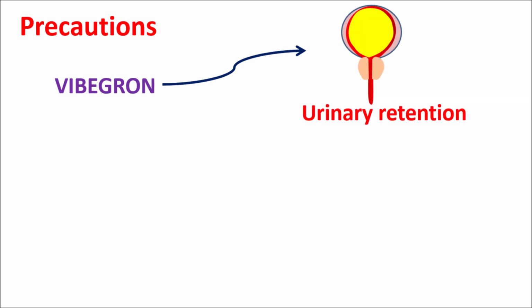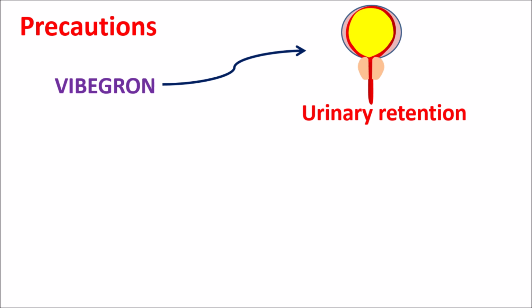Now let us see the precautions of this medication. One of the important precautions of Vibegron is that this drug acts on the bladder and produces bladder relaxation, which may result in urinary retention. So more urine can be accommodated within the bladder, which may result in urinary retention, because the bladder is not contracted, instead it is relaxed. So with use of Vibegron, many people can observe urinary retention, which is quite opposite to urinary incontinence. So with overuse of Vibegron, the situation may be reversed and urinary incontinence may be converted into urinary retention.